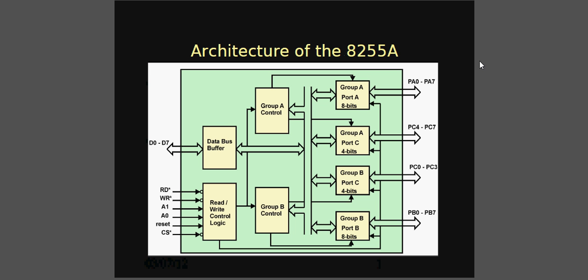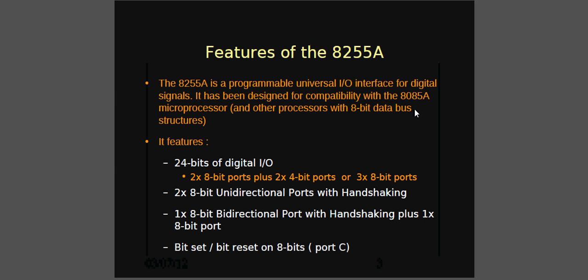As you can see here, this is the architecture of 8255A. On the left, there's a data line, D0 till D7, which is 8 bits, and this is the control logic, which comes from the 8085A. And here you can see the bus that goes into different I/O, whether it can be input devices or output devices.